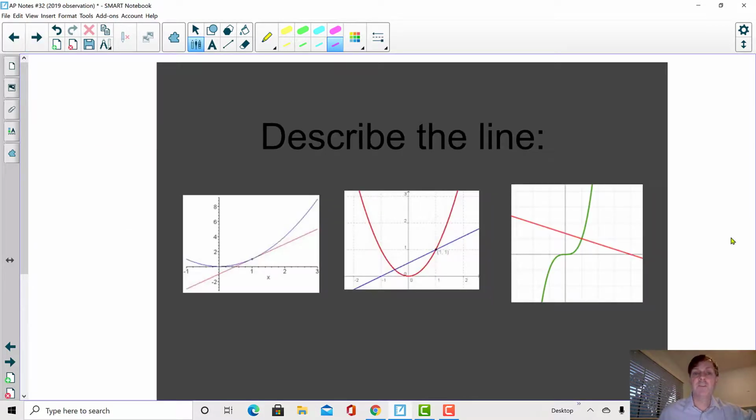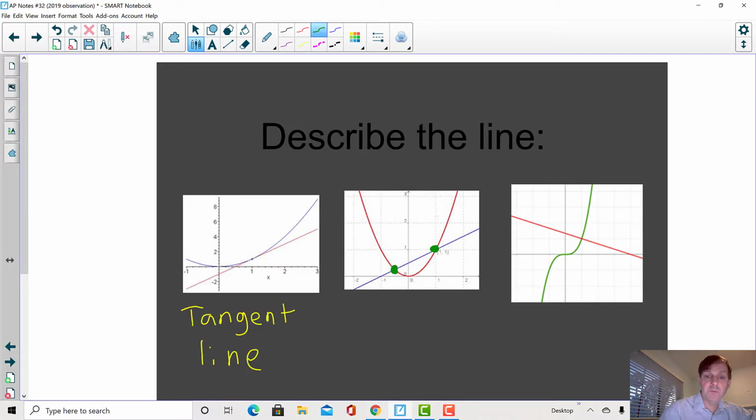Okay, here we're going to try to describe the type of line that we're looking at. Okay, for this first one, you can see that it touches only at 1 point. This one looks like a tangent line, so we're going to say tangent line. For the second one, it looks like it goes through 2 points, so we're going to call this a secant line. Okay, on this last one, it looks like the tangent line would be somewhere around here, and this looks perpendicular to the tangent line. So I'm going to say that this is a normal line.